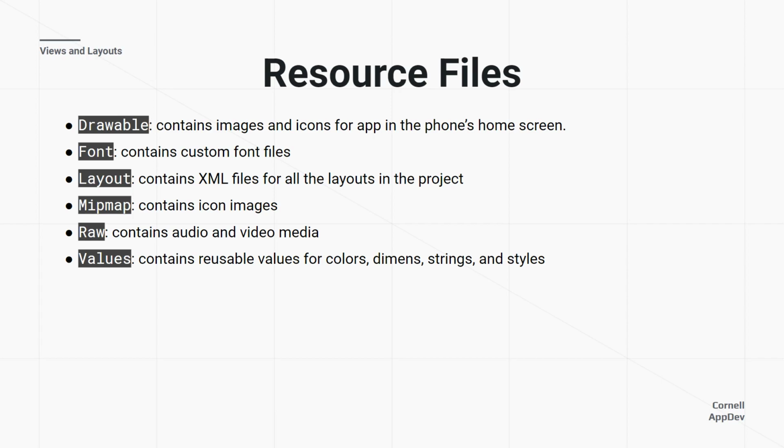Layout is, again, where you put all the layout files. Mipmap contains icon images. This is where generally the icon of the app goes. And then raw contains raw audio and video media that you might play during the course of your app. So if it plays a sound on this, if it does extra stuff on that. Snapchat probably has a lot of stuff in raw, where they just have a bunch of video files, like filters that you can just drop onto your snaps. And then values contain reusable files. Values for colors, dimensions, strings, and styles.